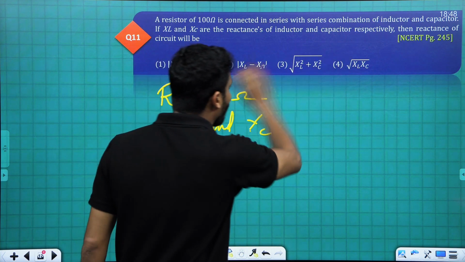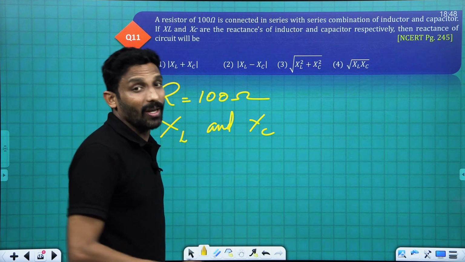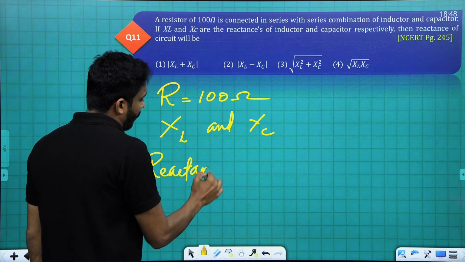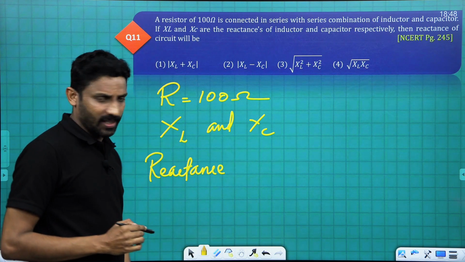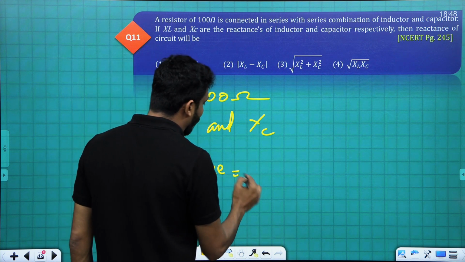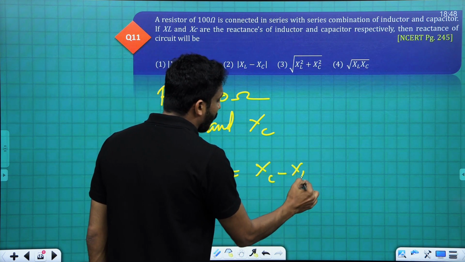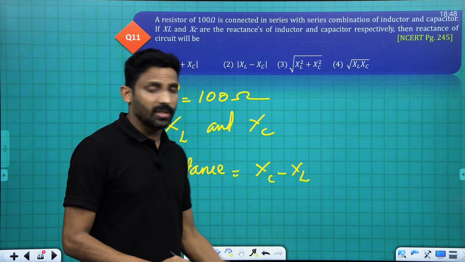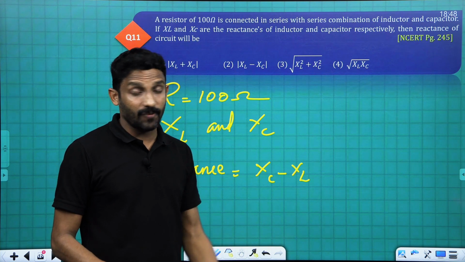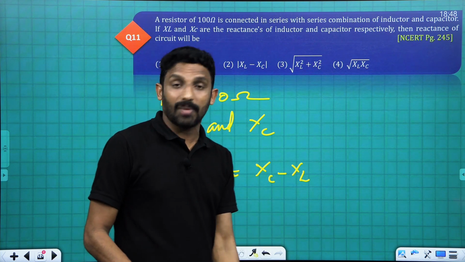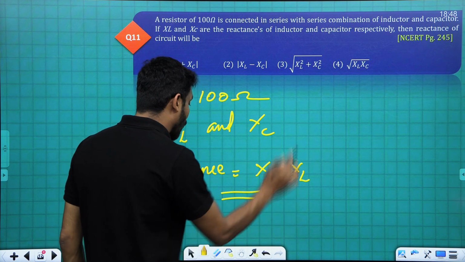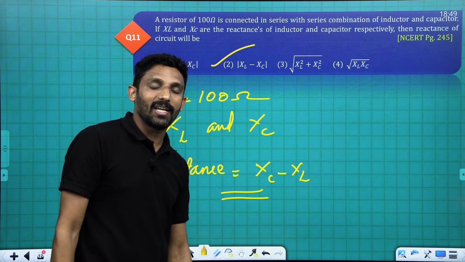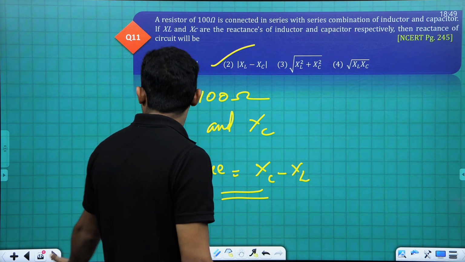Then the reactance of the circuit will be? In the first question, I think we have discussed this. Reactance of the LCR circuit is XC minus XL, otherwise XL minus XC. Whichever quantity is greater, put it first. XC minus XL or XL minus XC, that is the reactance of the LCR circuit. So here the answer is option B. Very direct.